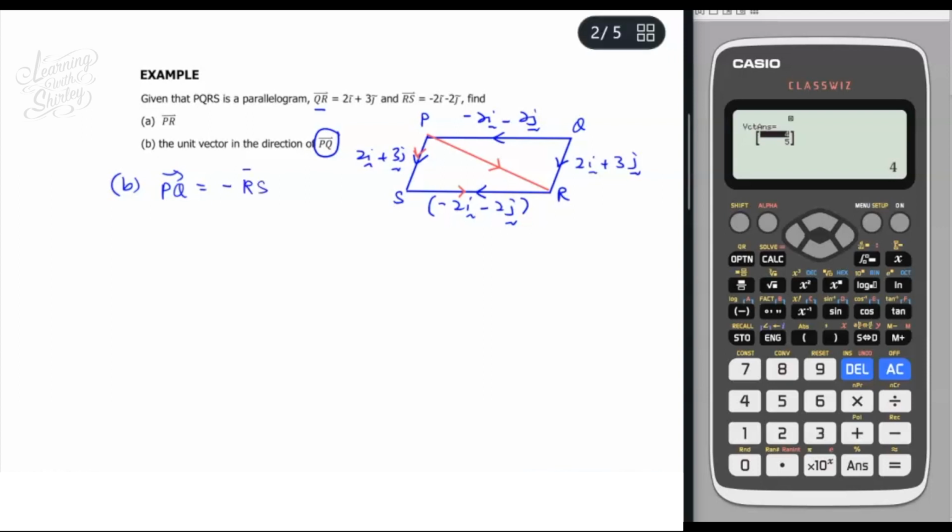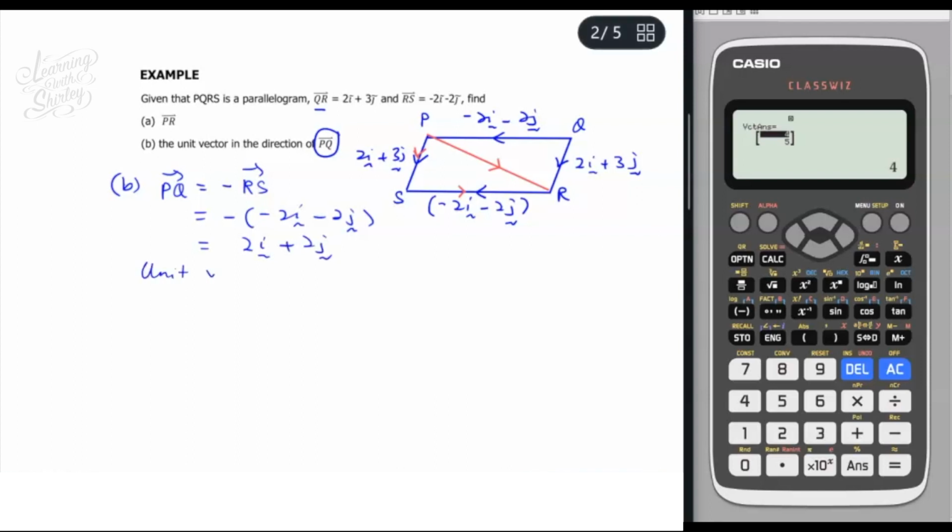Negative of RS, okay? So RS is what? Negative 2i minus 2j, right? So this one will be positive 2i plus 2j, okay? So now we're going to find the unit vector in the direction of PQ.